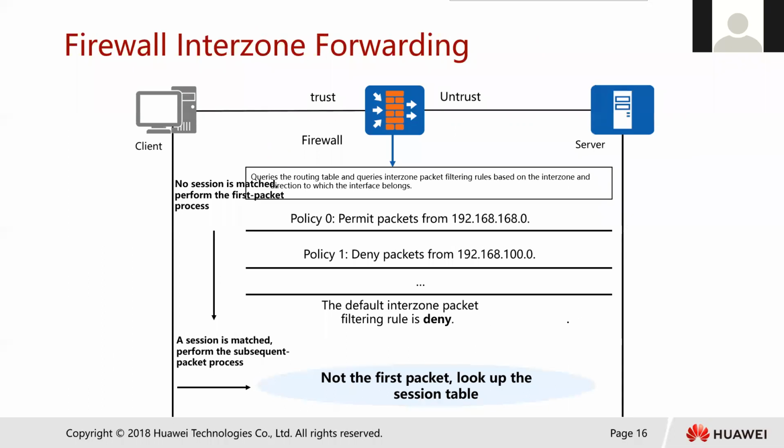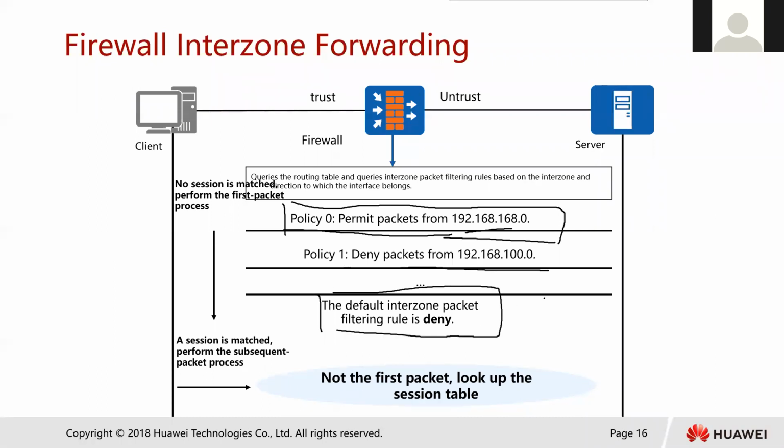This is the firewall interzone forwarding. In interzone forwarding there is a policy. The policy is like this: policy 0 permits packets from 192.168.168.0, and denies packets from 192.168.100.0. It's worth mentioning that this is very important.